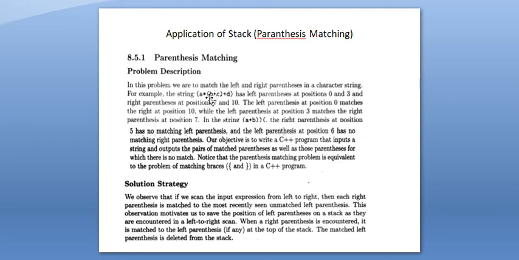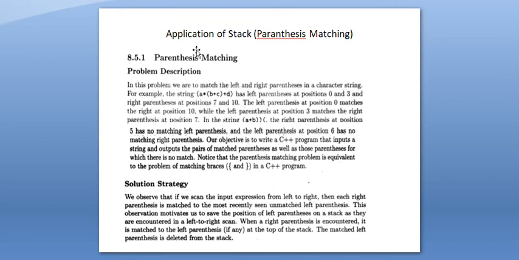For example, when you look at the string a star b plus c plus d, the left parenthesis positions are located at 0 and 3, and the right parenthesis locations are at 7 and 10. So the left parenthesis at position 0 has its equivalent right parenthesis counterpart at position 10, and for the third left parenthesis, its equivalent right parenthesis counterpart is at location 7.